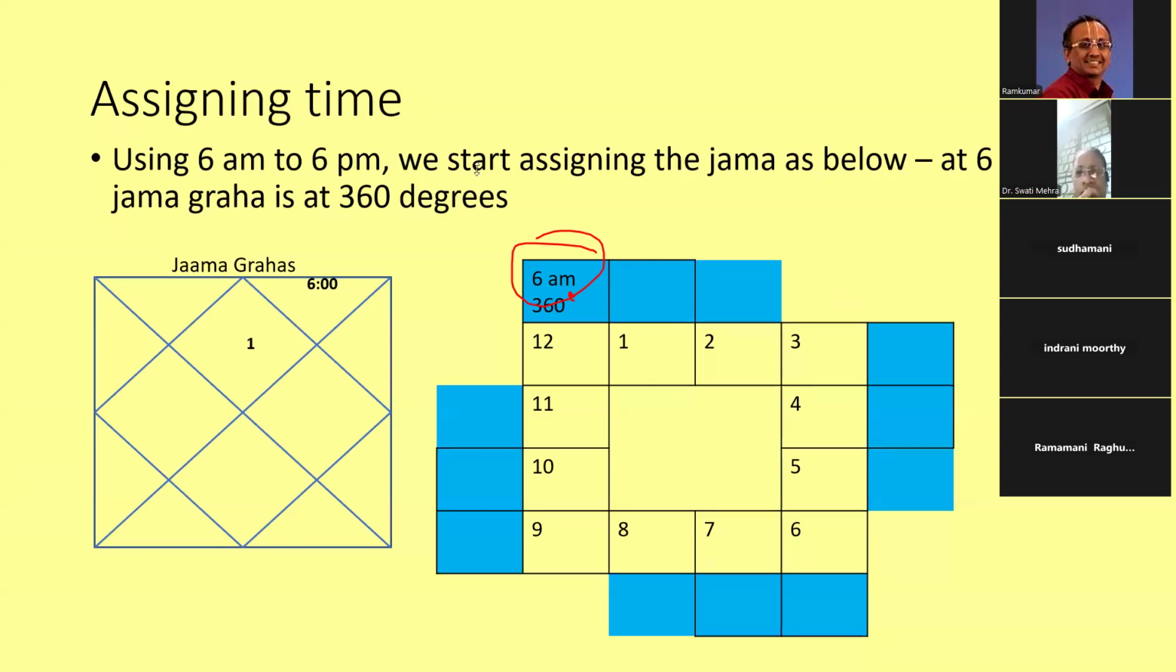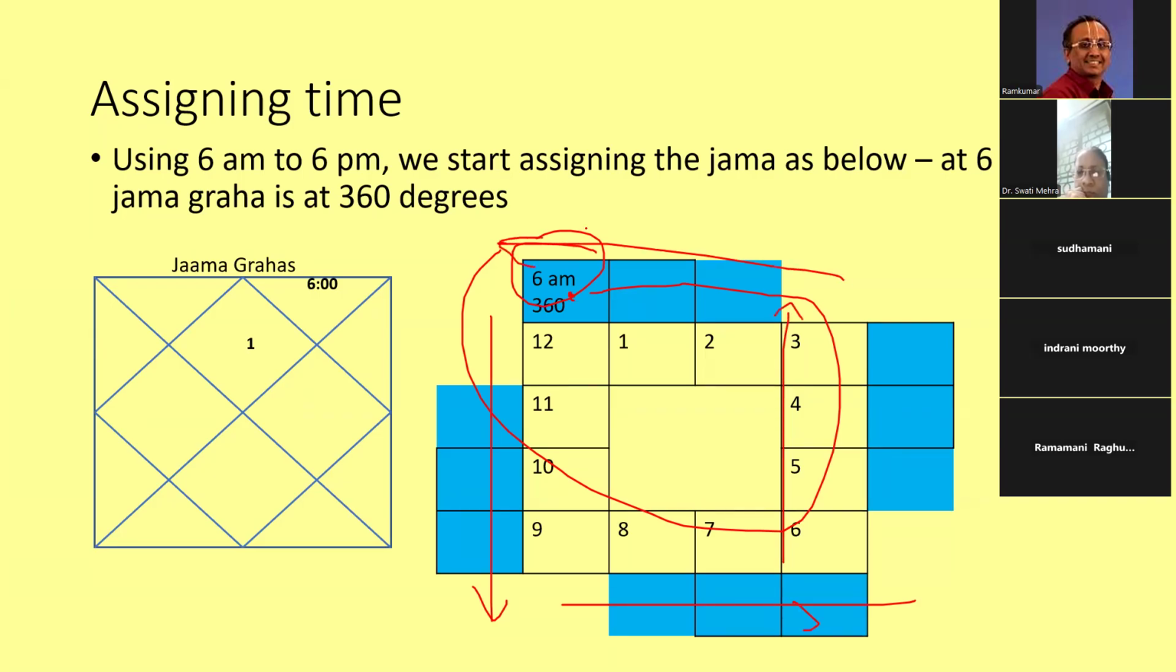Then based on the time, we will put the Jama Graha in the 12 signs. Then we will subtract or add 45 degrees, 90 degrees, 135 degrees, and so on to arrive at the other Grahas' positions. Don't worry too much. You understand that it is anti-clockwise. It goes this way, right? This way, and then this way. At 6 p.m., it will be at 0 degrees. Okay.